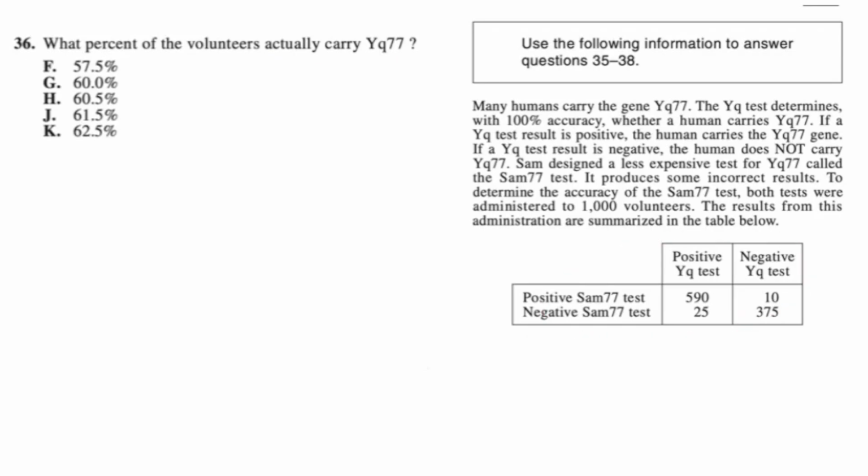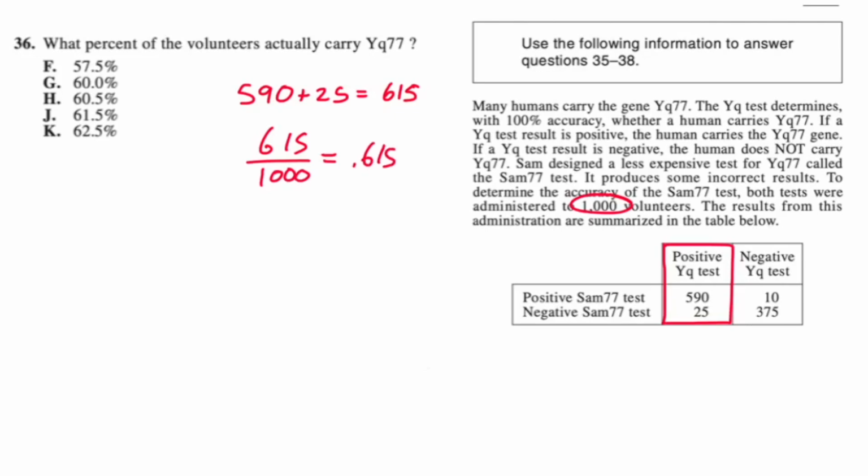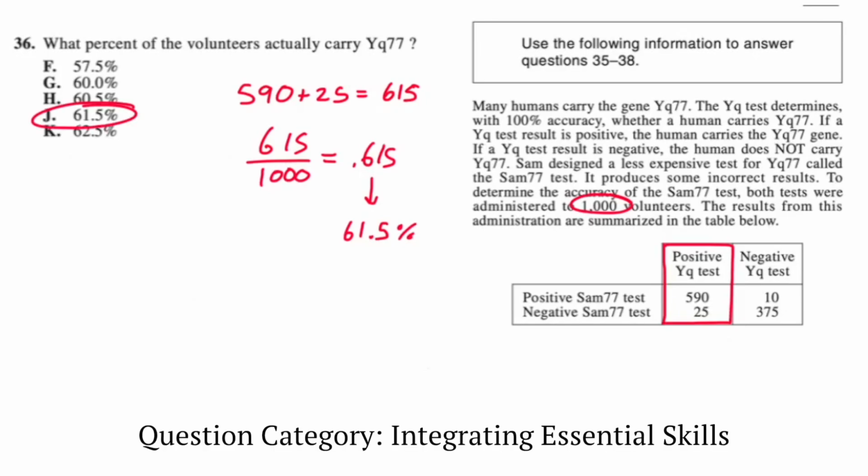So if we look at the data down here, here's the column where we have the positive YQ test. So all of these people scored positive on that test. That means for sure they 100% have the YQ77 gene. So that's 590 plus 25. So of the 1,000 volunteers, 615 of them had the gene. If you do 615 divided by 1,000, you get 0.615. And if you change that into a percent, that would be 61.5%. So the answer is J.